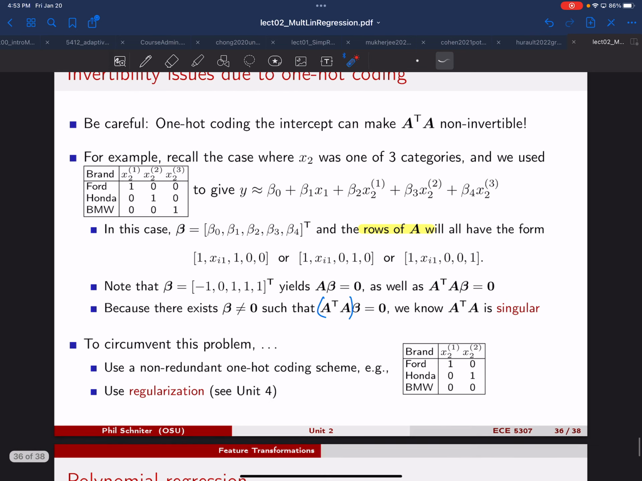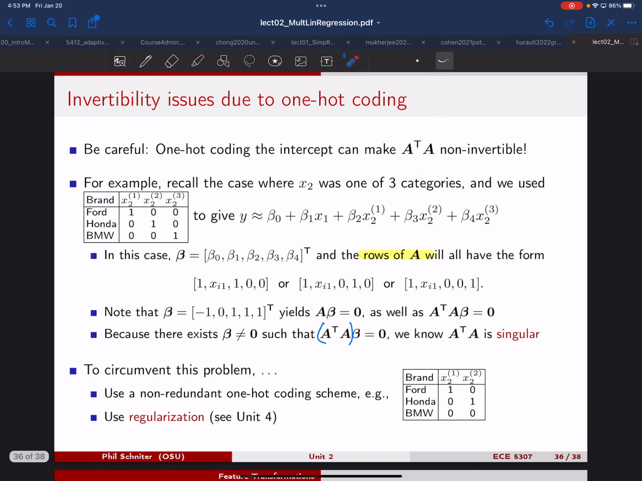There's another way to solve this problem that we'll learn about in Unit 4: under some conditions you can handle non-invertibility. One of those conditions is when you add regularization. In that case, that could also get around the problem. But for now, the simplest approach is just to get rid of some of the redundancy that you're adding through this coding scheme.